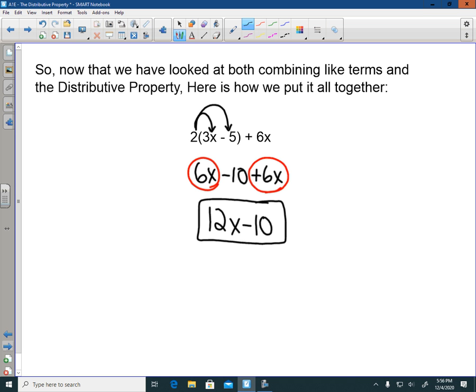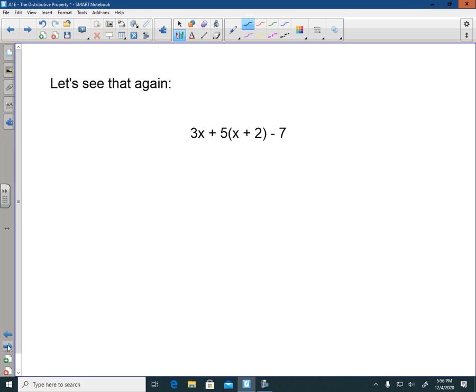Now you can see that things actually do get simpler. At first it looks like it's kind of the same amount of complicated. But the first line, 2 times the quantity 3x minus 5 plus 6x, and 12x minus 10 are actually equal to one another. We've just rearranged things so that one is simpler than the other. All right, let's see something like that again.